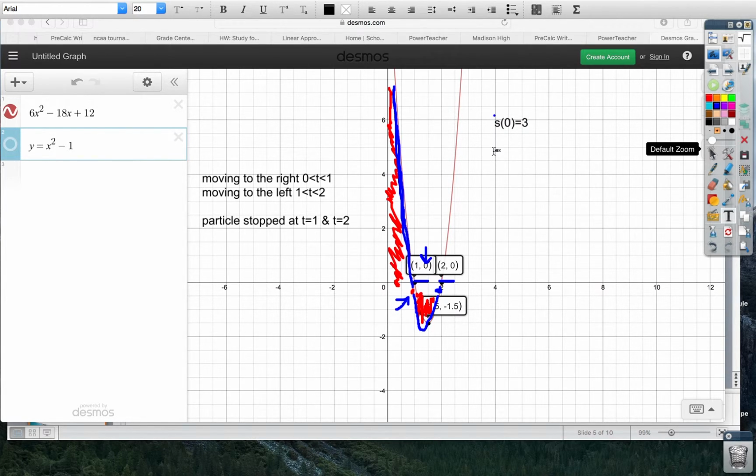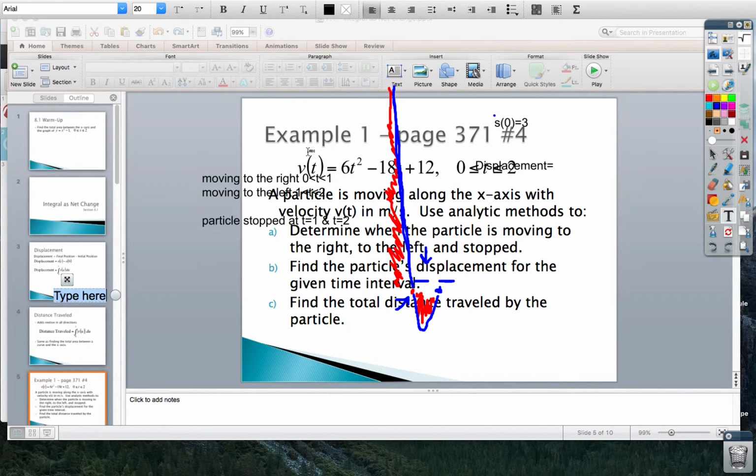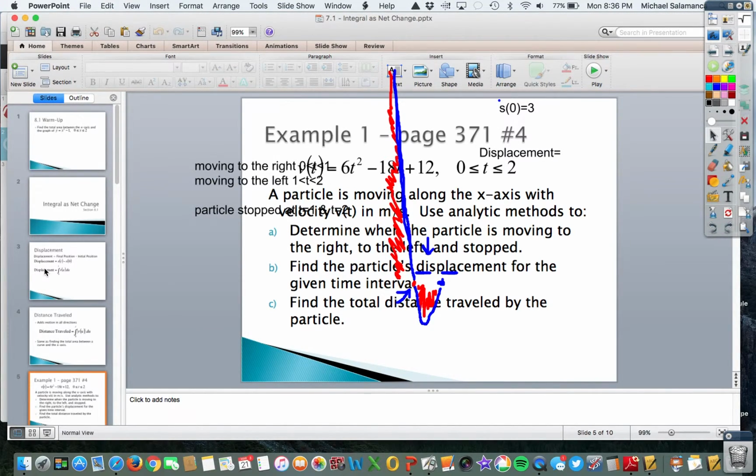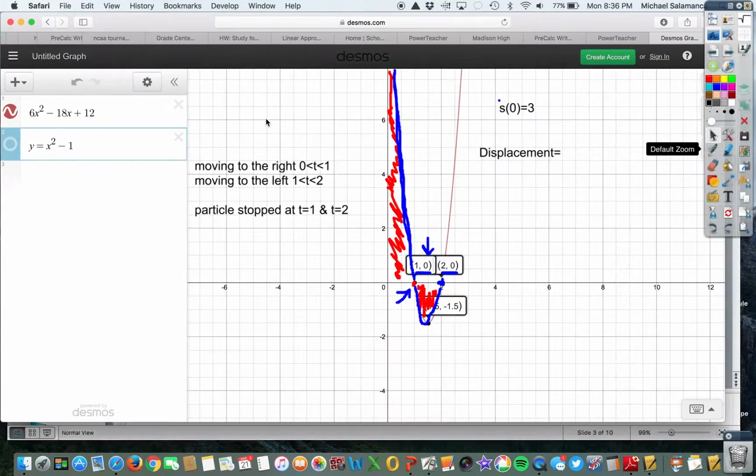So going back to our formula, displacement equals initial displacement. I'm going to go back just to make sure you see it. It's going to be our final position minus our initial position, or it's going to be the displacement located on the bottom, the integral from 0 to t for v of u du. Now, what I didn't tell you is that S of 0 is equal to 3. That means at 0 seconds we started off at 3 meters.